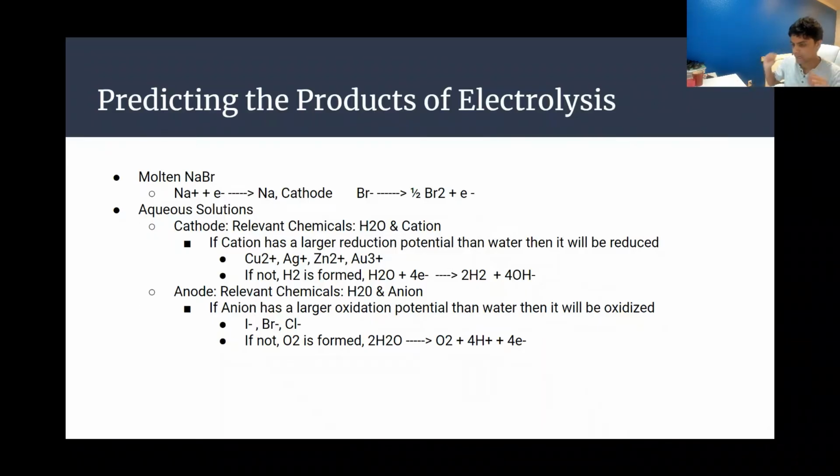Got it. Anode. The relevant chemicals are H2O and the anion. If the anion has a larger oxidation potential than water, it will be oxidized. The anions that have this are I, Br, and Cl, so iodide, bromide, and chloride. If not, then water undergoes oxidation and releases oxygen.